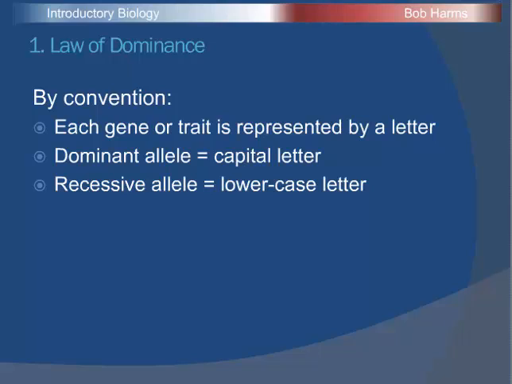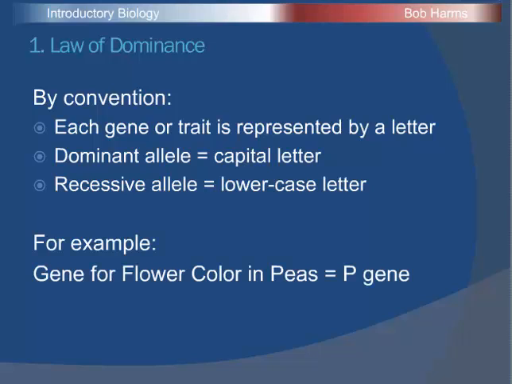Now, we can't look at a trait and decide, well, that's dominant and that's recessive. The only way we can figure out which alleles are dominant or recessive is to do lots of controlled crosses like Mendel did and figure out which allele tends to cover up the other. And so let's take a look at one of Mendel's examples. The most obvious thing he looked at was flower color in pea plants.